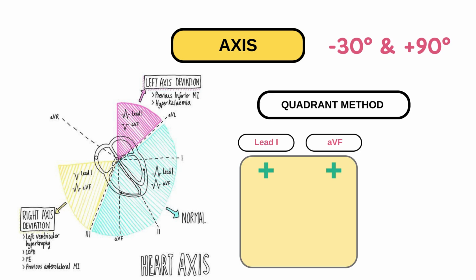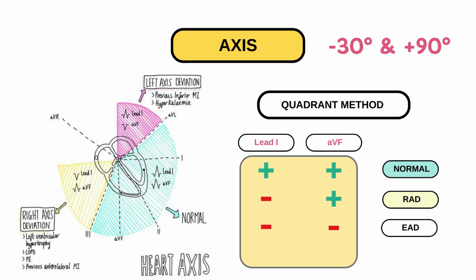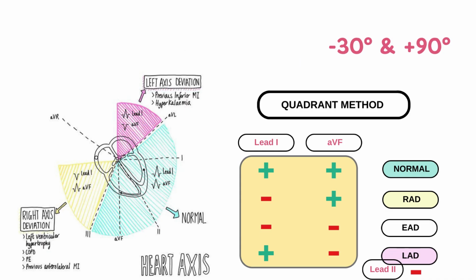If both are positive, the axis is normal. If lead 1 is negative and AVF is positive, this is right axis deviation. If both are negative, this is extreme axis deviation. If lead 1 is positive and AVF is negative, the axis may be normal or left axis deviation. To confirm, check lead 2. If it is negative, then it is indeed left axis deviation.